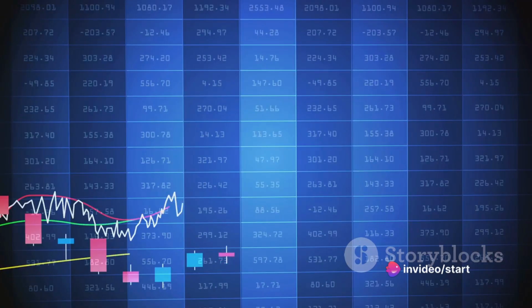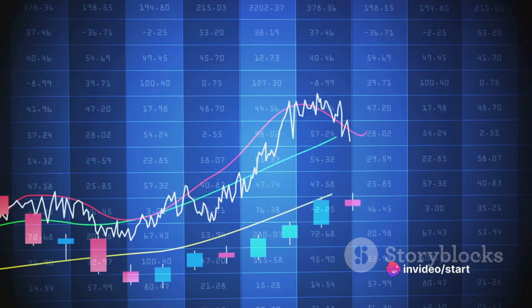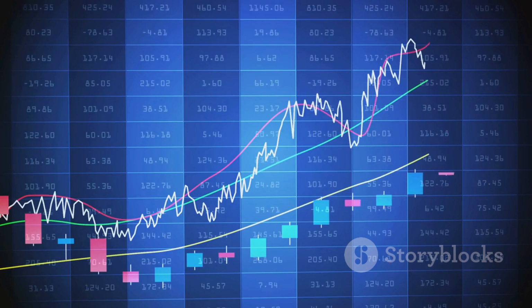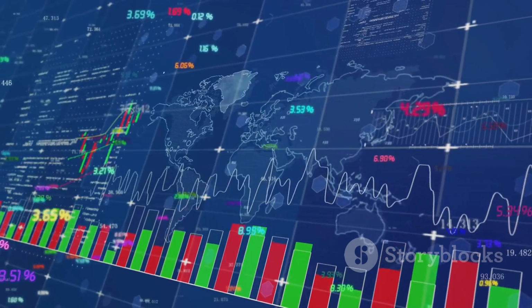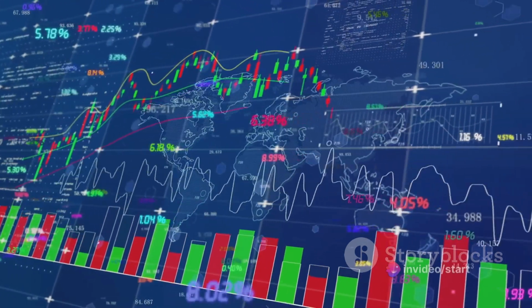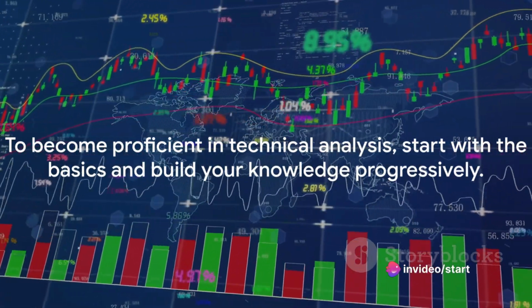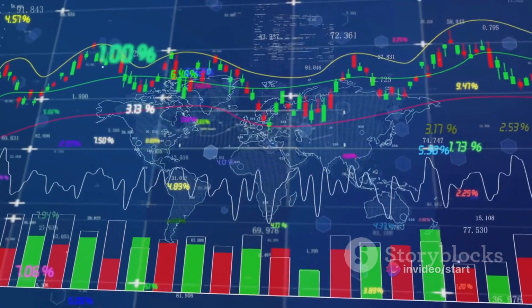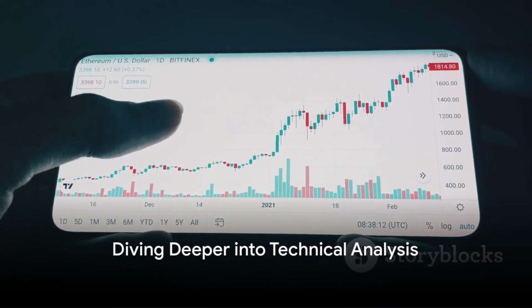Finally, you'll want to familiarize yourself with different types of technical indicators. These are tools that traders use to make predictions about the future direction of a stock's price. Some common ones include moving averages, relative strength index, and Bollinger Bands. To become proficient in technical analysis, start with the basics and build your knowledge progressively. Once you've mastered the basics, it's time to delve deeper.